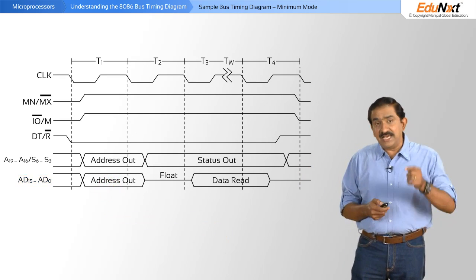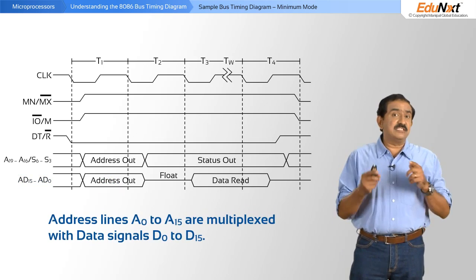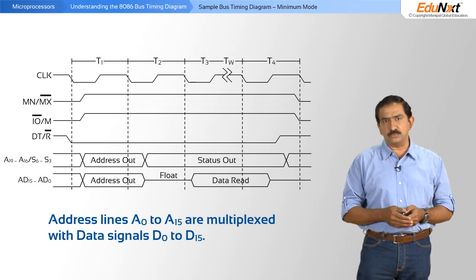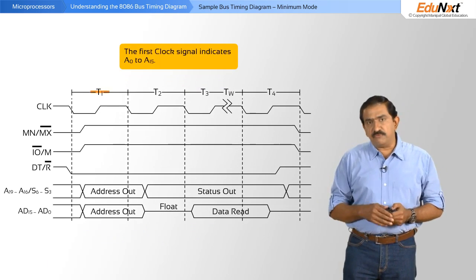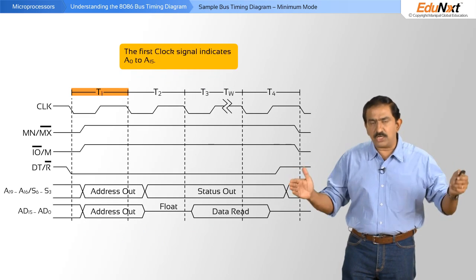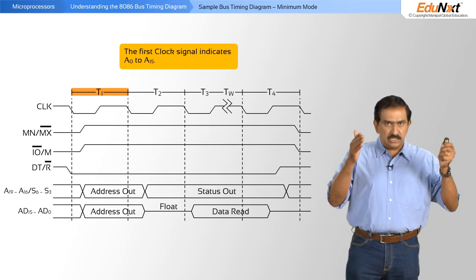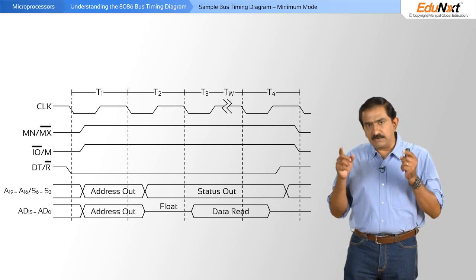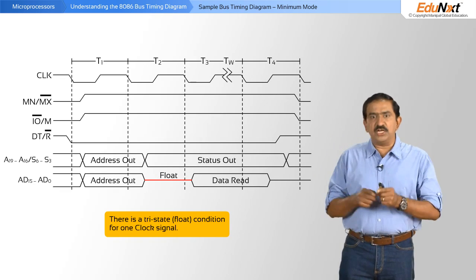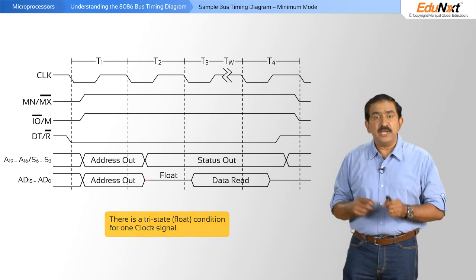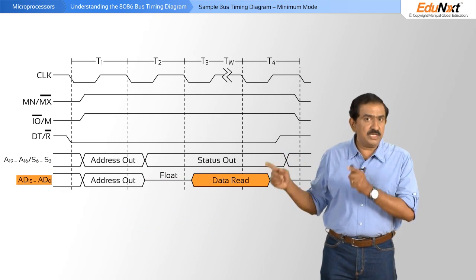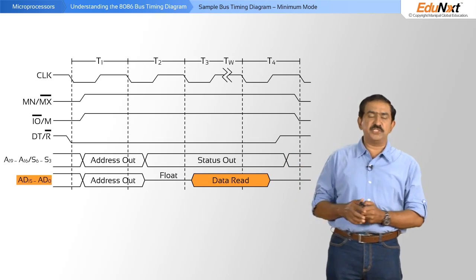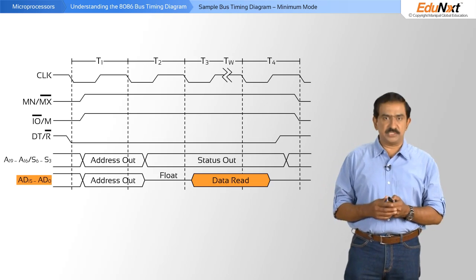address lines. In the case of the 8086, this is multiplexed with D0 to D15 as well, the data signals. Again, the first clock wave indicates A0 to A15. Then there is a tri-state, a float condition for 1 clock signal, and then subsequently for the remaining 2 clock signals, the same pins carry data information. It acts as the data bus.